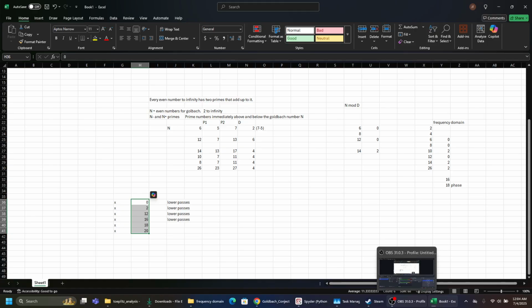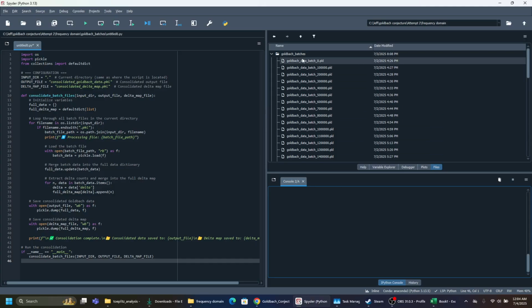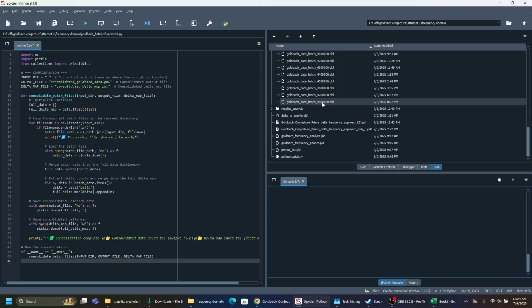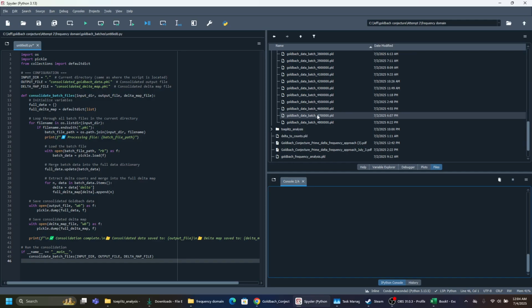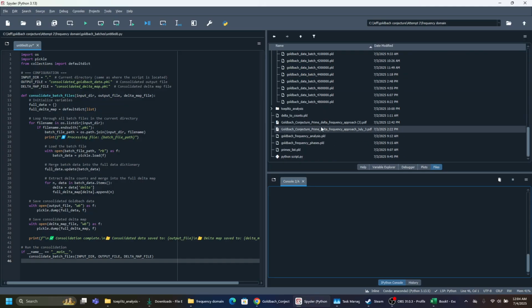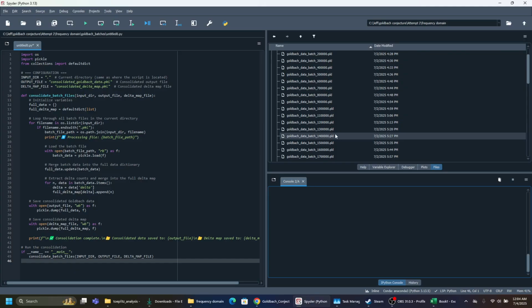So the problem I'm running into is it keeps running out of memory and crashing on my computer. I tried Google Colab. I'm having a bear of a time. And in fact, you can see I have all these Goldbach batches that go up to 4,800,000, and then it crashed. So I made it to 4,800,000, and then I tried to have a script that merged all these into one file, and then that crashed. So I'm having a very difficult time just creating a data set so I can test this properly.